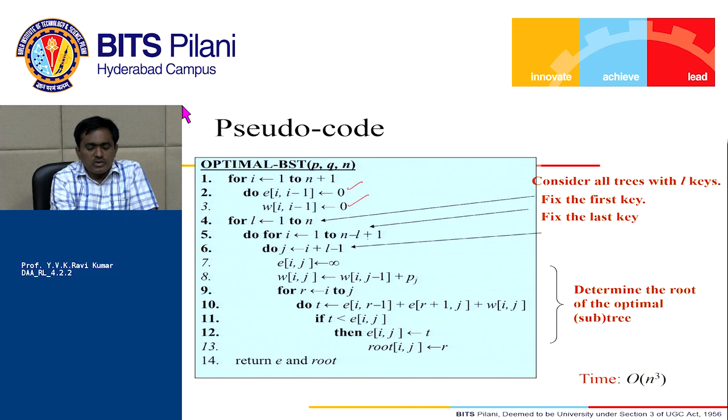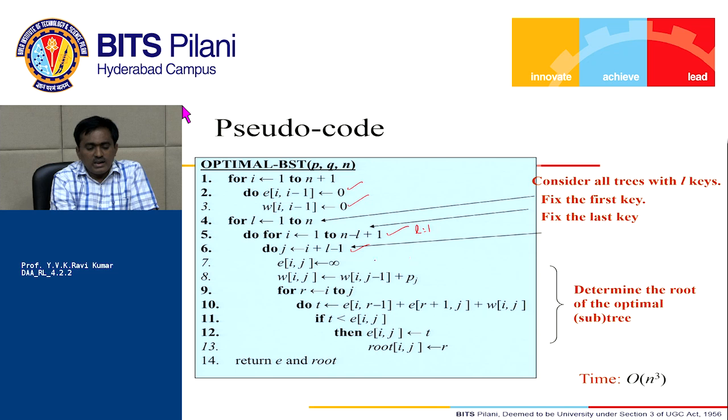And first what we have to do is fix the first key as well as the last key, that is where i is from 1 to n minus l plus 1, whereas j is i plus l minus 1. Suppose we take l equal to 1, then i is 1 to 0, then j is i minus 1. So j is i minus 1, there is no tree, then e of i comma j is 0. That is already what we have seen.